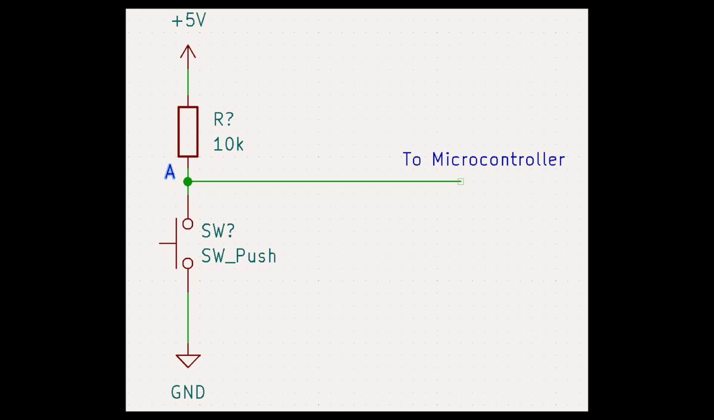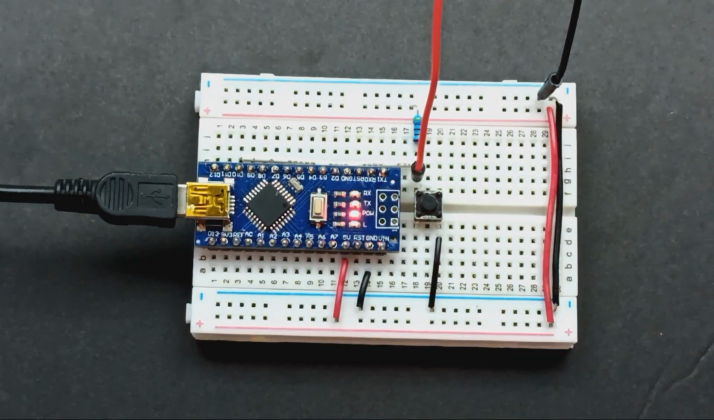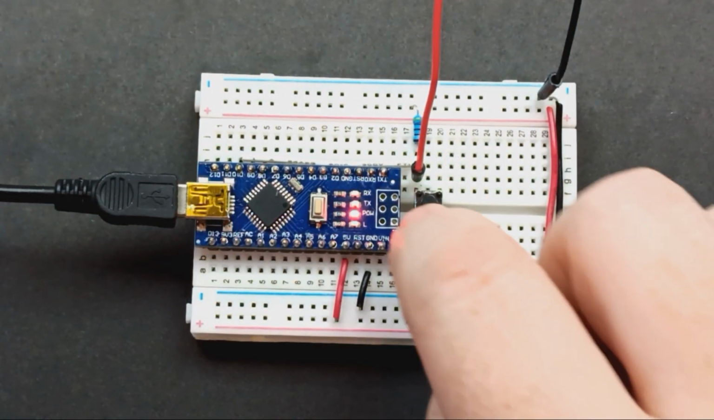First, let's begin with taking a look to see exactly what bouncing is. If we take a look at a typical switch circuit and how it's connected to the microcontroller, we can see that point A should be at 5 volts when the switch is open and 0 volts once the switch has been pressed. Now let's actually take a look to see what happens.